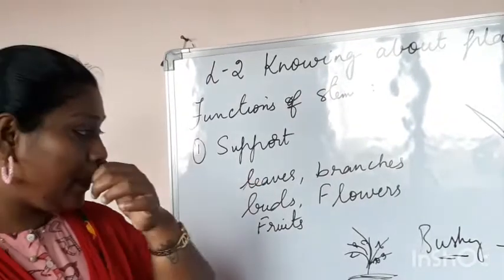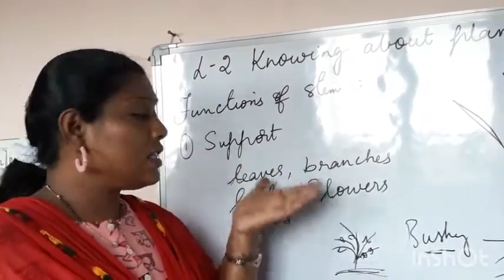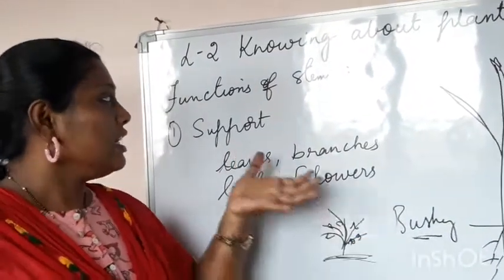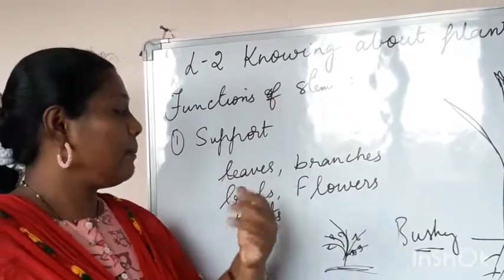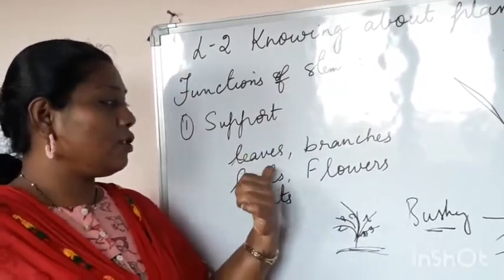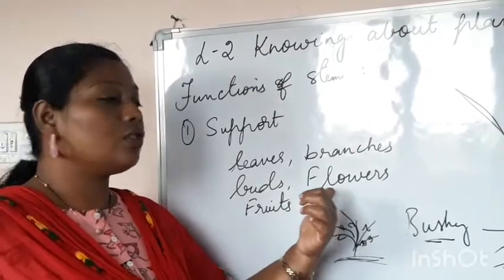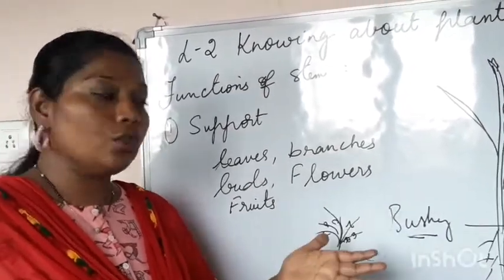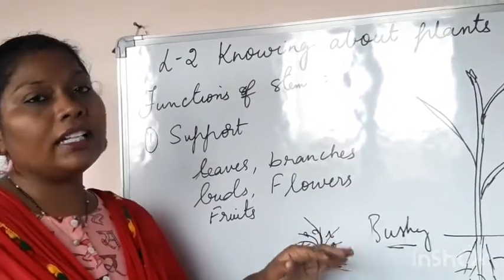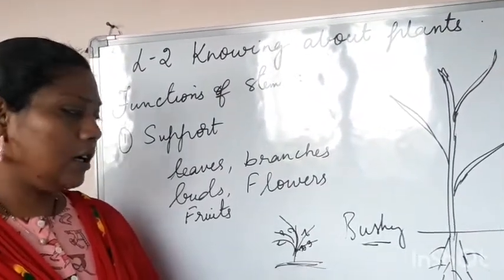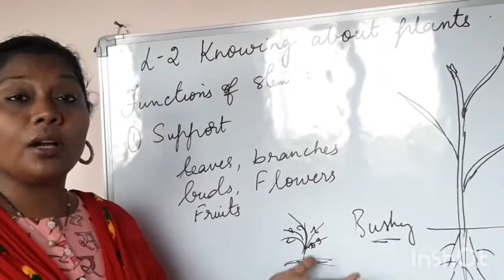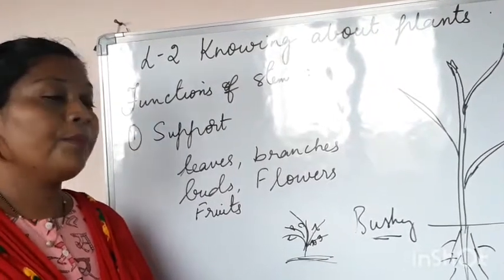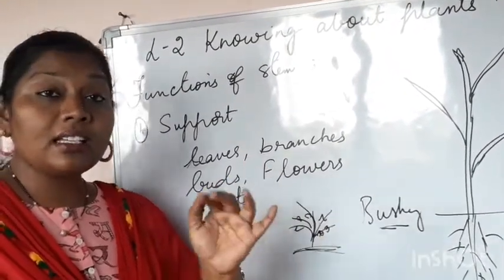So simply we can say that the support is being given to the plant because of the stem. It bears the weight of the leaves, branches, buds, fruits, flowers, whatever is growing on the tree, whether it is a herb, shrub or a tree.